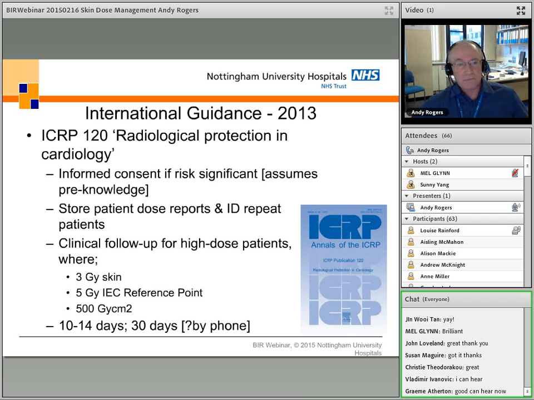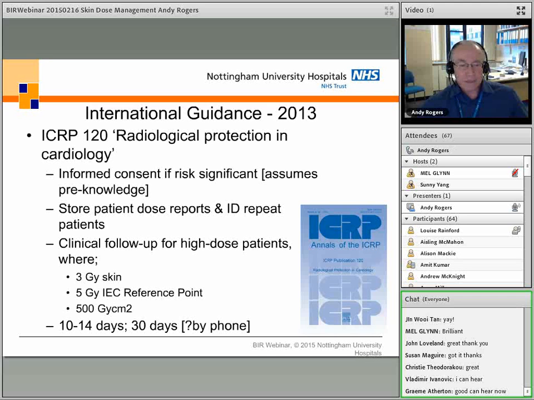2013 ICRP 120, Radiological Protection in Cardiology. That still went on about consent. Consent is a good thing, like motherhood and apple pie. Now we're talking about storing patient dose reports. So our technology is advanced and we're still identifying repeat patients, which I think is a good thing. So we need to understand when people arrive, have they been here before?